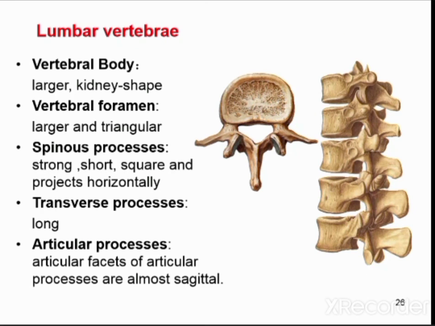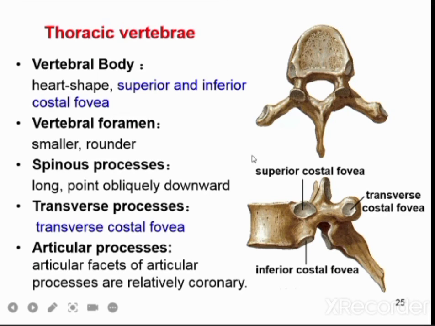Let's take a look at the articular facet of the thoracic vertebrae. You can see here, it's almost coronal. Also coronal. From side to side, this is the facet of the articular process. You can see these surfaces are in the coronal plane.